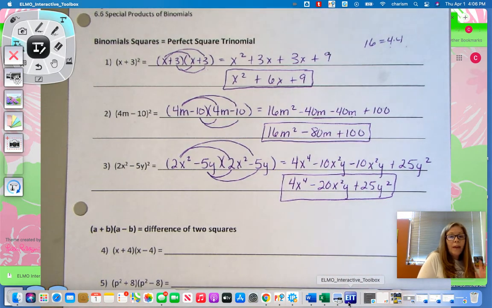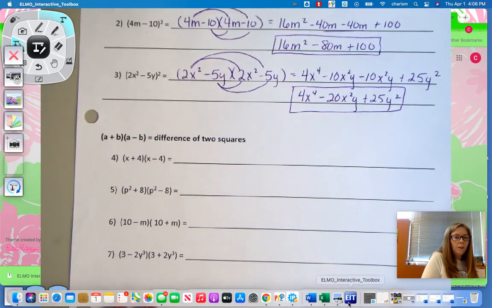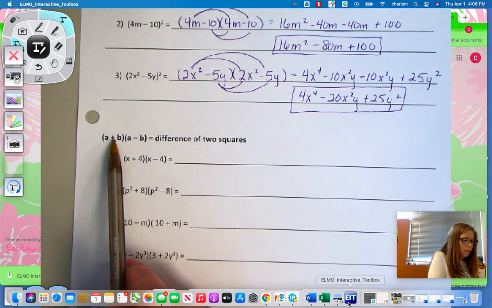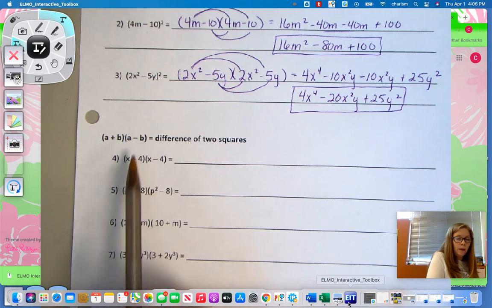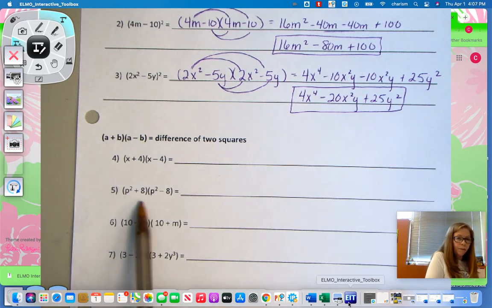All right, so that's one type that you're going to see in your homework and get to practice tonight. The other type, when you look at 4, 5, and 6, I want you to look at these, okay? Just take a look at all of them because they have this form a plus b and a minus b. And you can see they almost look identical, except one's got a plus and one's got a minus. And that's true for 5, and it's true for 6, and it's true for 7.